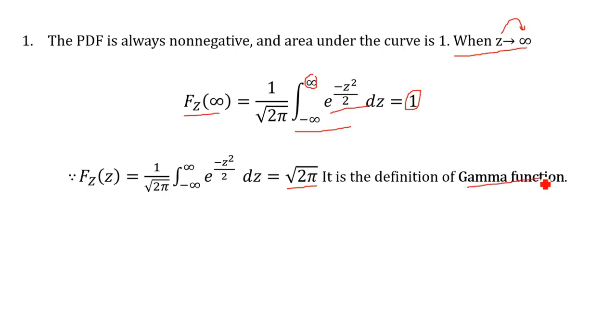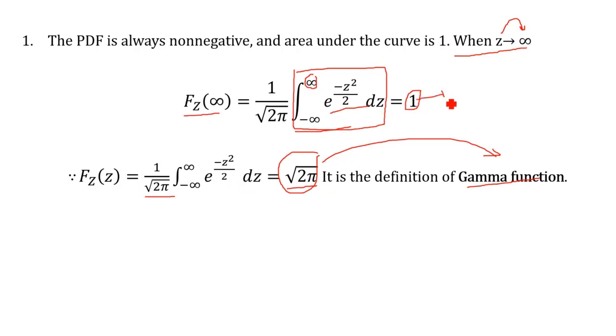I think you might have studied it. So if z tends to infinity, this complete term can be replaced by square root of 2 pi because it is the definition of a gamma function. So in the numerator square root of 2 pi, in the denominator already square root of 2 pi is there, they cancel each other, and we will get 1. So when z is infinity, obviously it can be replaced by the value 1. Keep that point here. It is one of the important definitions.